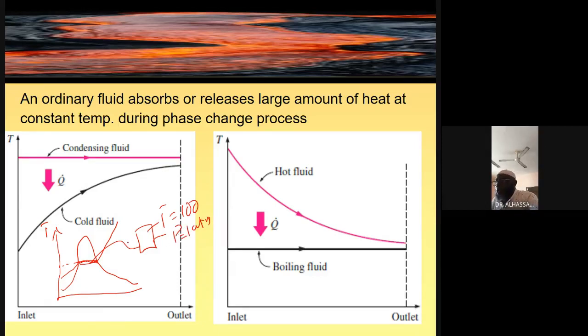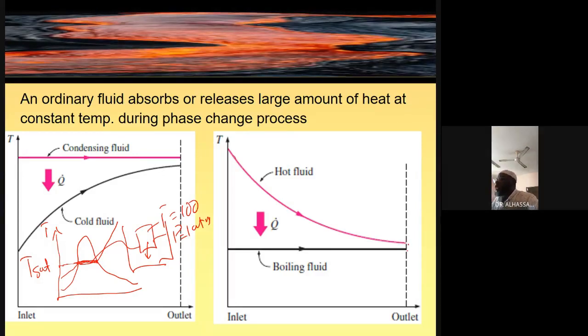Now we put this in a cold fluid. Heat will be transferred to the cold fluid, but the temperature of this fluid remains the same, and this is what is called the saturation temperature. You understand me? So this process is referred to as condensation. Similarly, we can have a boiling situation over here, where the temperature of the boiling fluid remains constant, whereas the temperature of the hot fluid will be reducing.